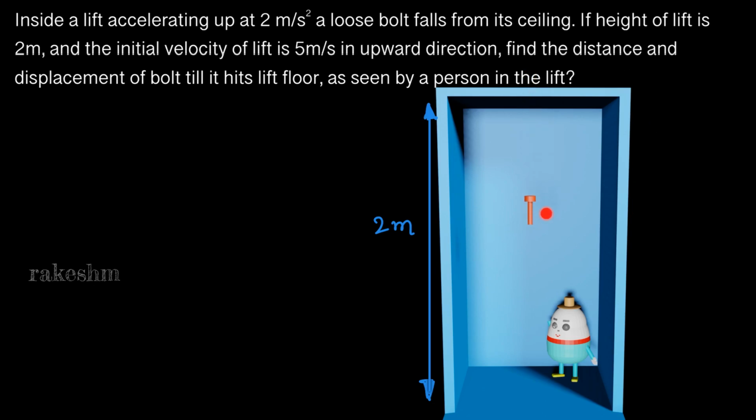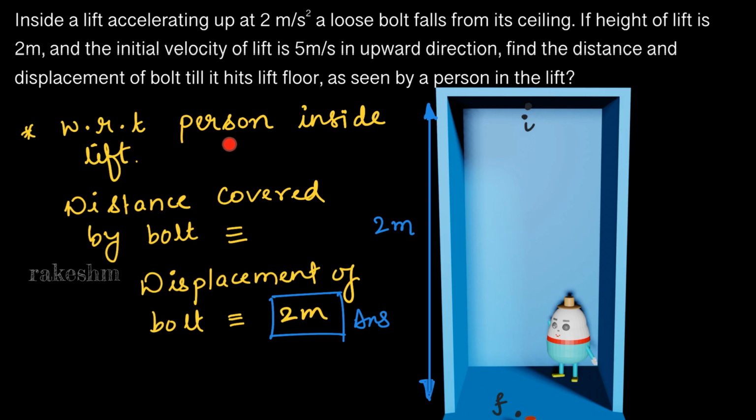The bolt starts falling and falls here. So the initial position is here and the final position is here. From here to here, the distance covered is 2 meters and also the displacement of the bolt is 2 meters with respect to this person.